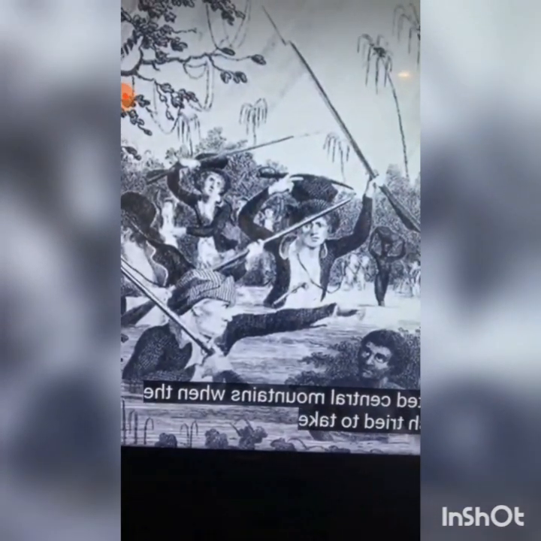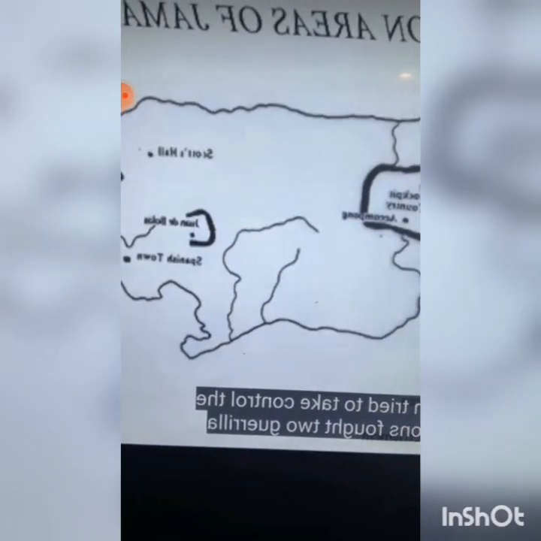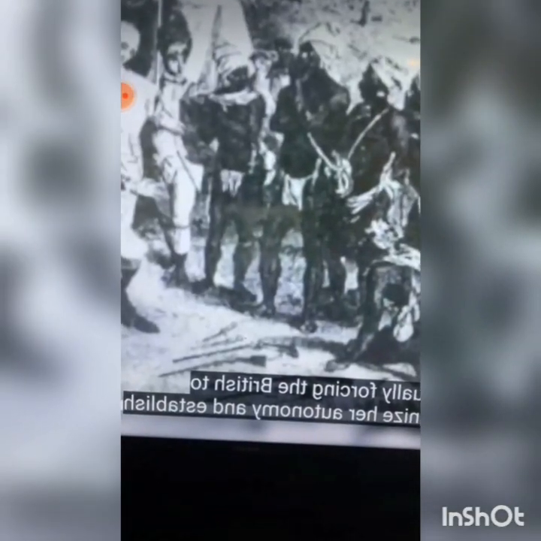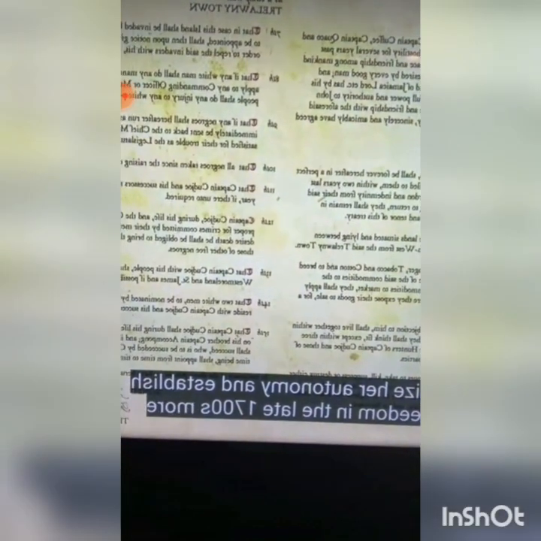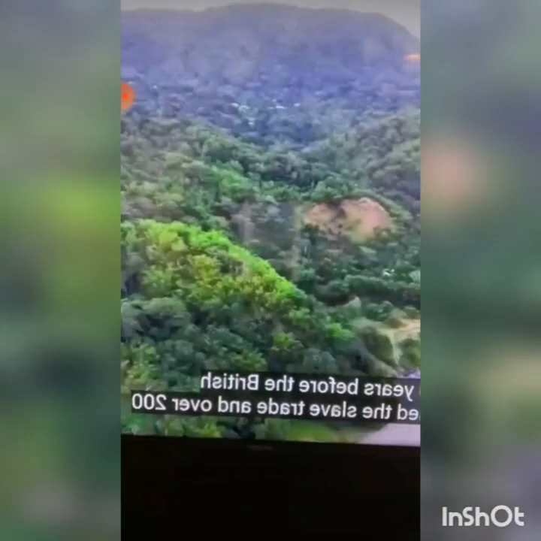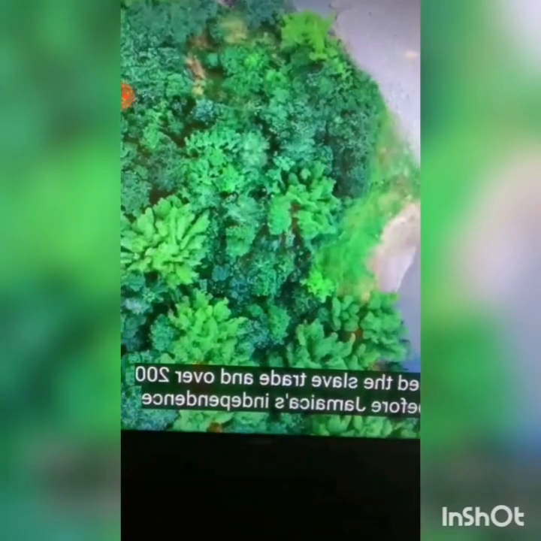When the British tried to take control, the Maroons fought two guerrilla wars, eventually forcing the British to recognize their autonomy and establish their freedom in the late 1700s, more than 50 years before the British abolished the slave trade and over 200 years before Jamaica's independence.